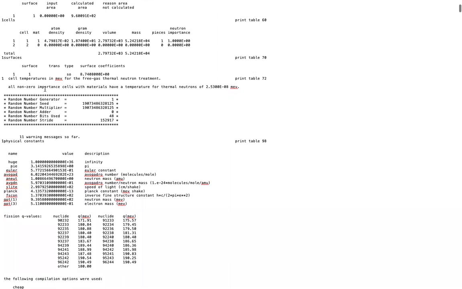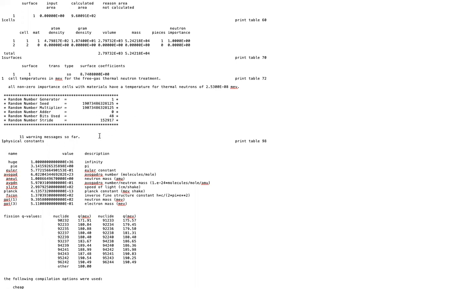Okay, the cell temperature. Now we're doing this at room temperature. So at room temperature, the energy is 0.0253 eV. So in terms of MeV, it's 2.53 times 10 to the minus 8. You can change the temperature because the cross-section libraries have cross-sections at different temperatures. So if you're doing a reactor core, which is at a very high temperature, you give that high temperature and it will give you the cross-section at that high temperature.